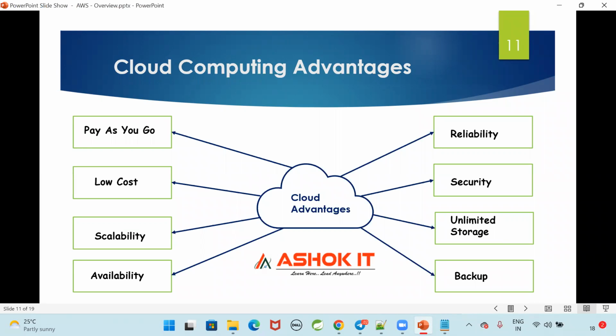So what are the advantages of going with this? Pay as you go, low cost, scalability, availability. These are the advantages. Next one, reliability. Reliability means a very strong infrastructure. It is not going to fail. Whatever infrastructure you get from the cloud provider is reliable. Reliable infrastructure is nothing but a strong infrastructure.